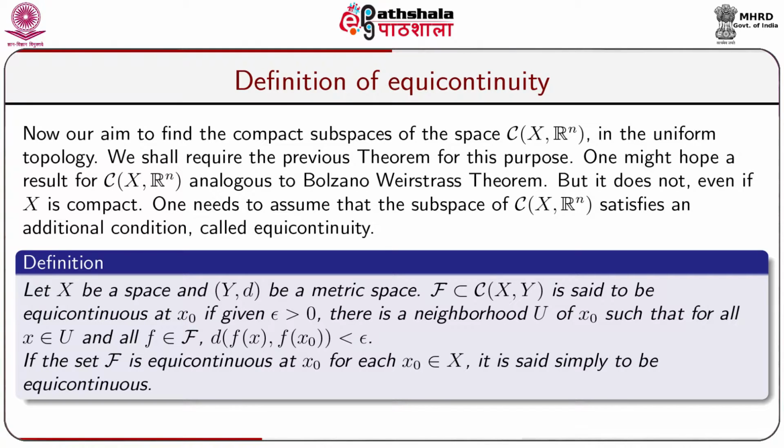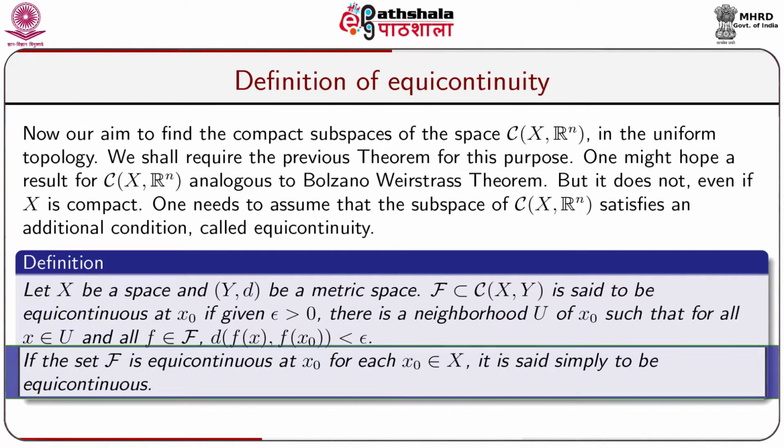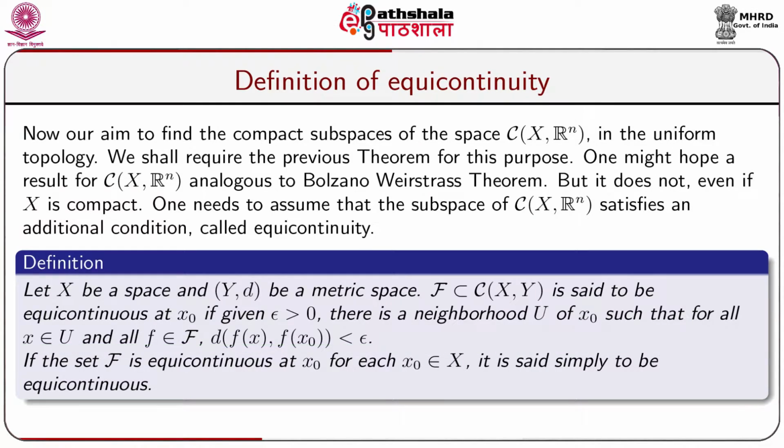If x0 belongs to X, then script F of functions is said to be equicontinuous at x0 if given any positive number epsilon there exists a neighborhood U of x0 such that for all x belongs to U and all f in script F, the distance of f(x) and f(x0) is less than epsilon. If script F is equicontinuous at x0 for each x0, it is simply said to be equicontinuous.